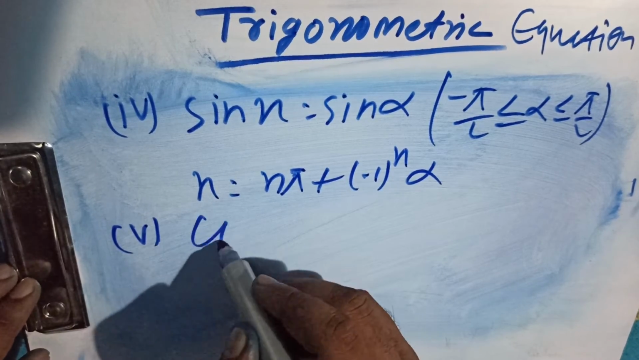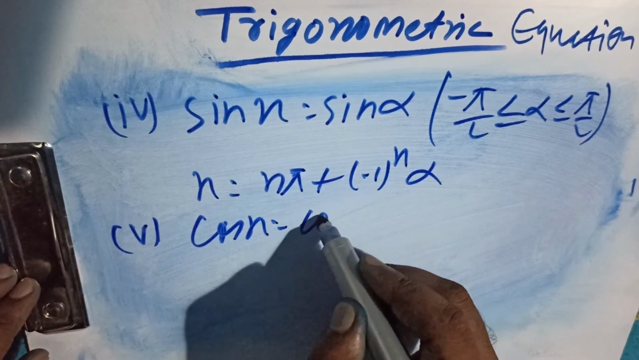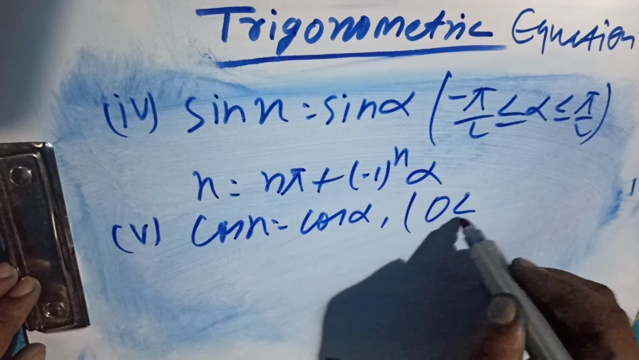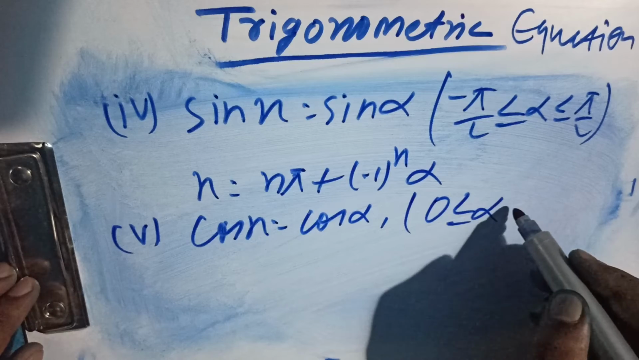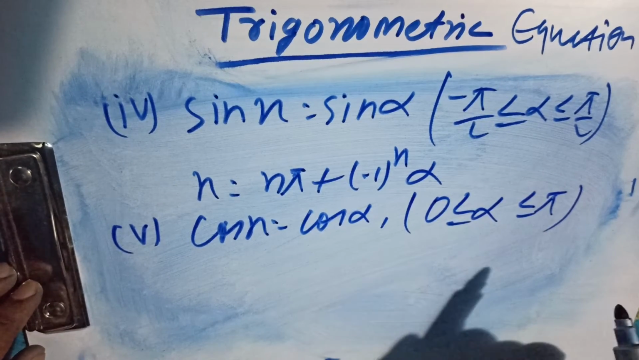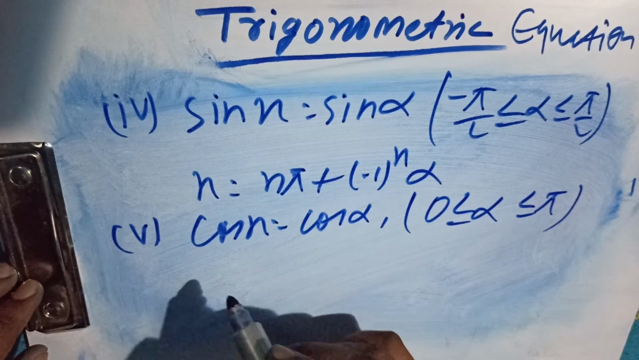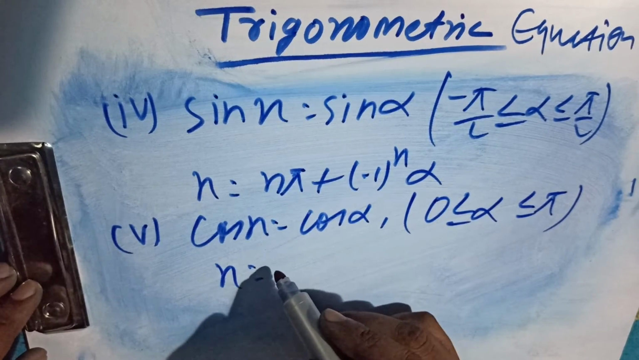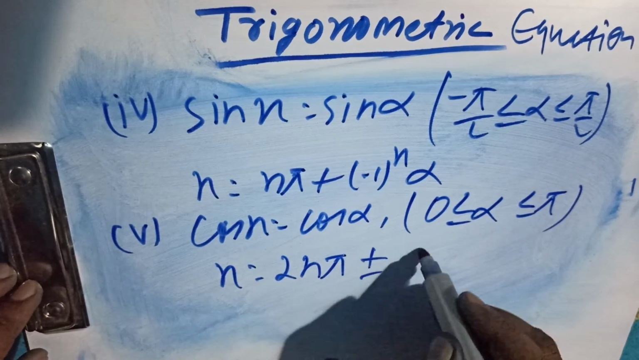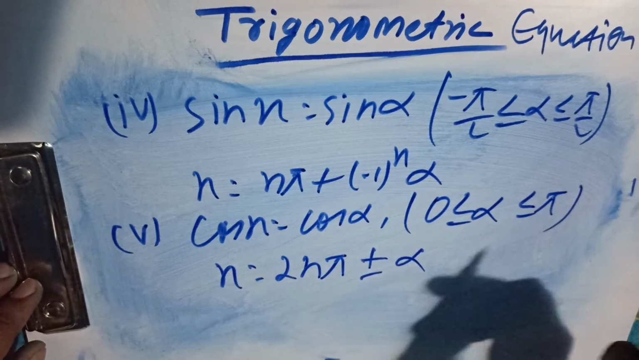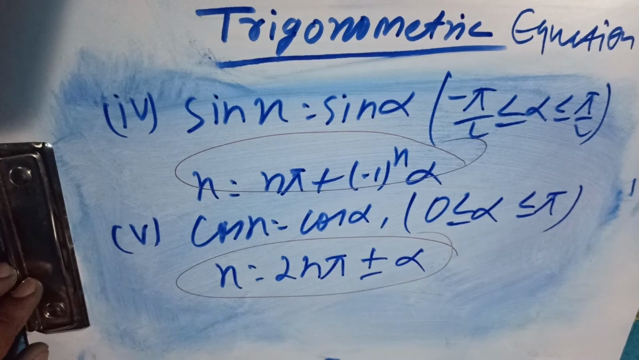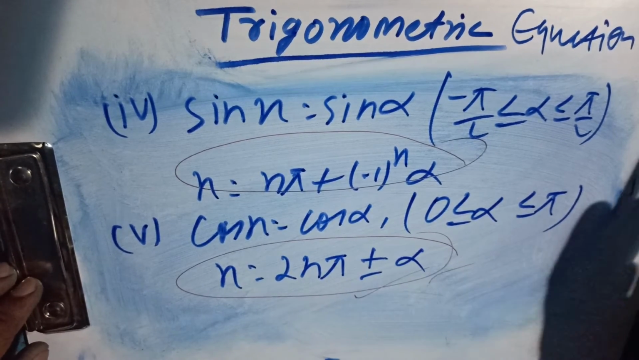Formula number 5, cos x equal to cos alpha. Alpha should be 0 less than or equal to alpha less than or equal to pi, that is, 0 to pi. Then x equal to 2n pi plus minus alpha. This is the solution, remember.